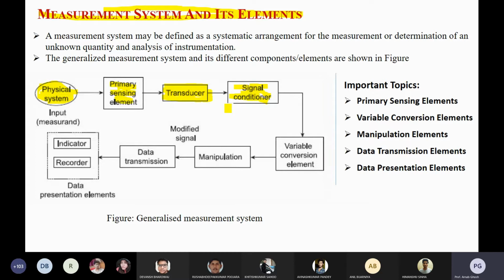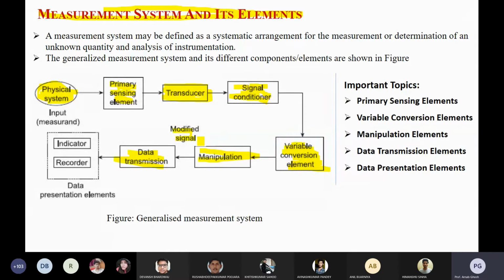So some conversion may also be required in mathematical calculations. Then manipulation and data transmission. Manipulation here means the controller, not a data manipulator. If the system has a good controller, the controller has the ability to reduce that error. Error means your reference signal minus actual signal. If the error is positive, your reference signal is more than your actual signal. If the error is negative, your reference signal is less than your actual signal.